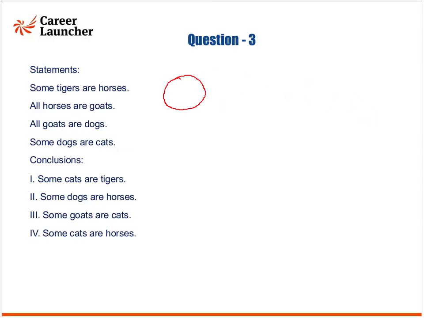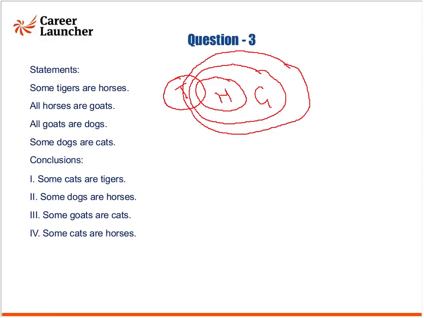Some tigers are horses, all horses are goats, all goats are dogs, and some dogs are cats. Okay, we've drawn the extreme cases. Let's read the conclusions and see which of these conclusions will follow.